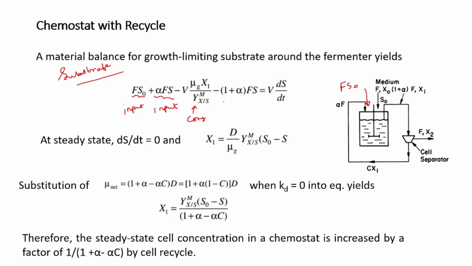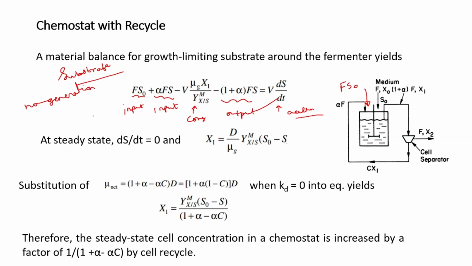So this is the accumulation. Sorry, here we assume there is no generation of substrate. So no generation. Remember, while doing the mass balance for biomass, we assumed there is no consumption of biomass. Here we are assuming there is no generation of substrate. Now again we assume another important thing: at steady state, ds dt should be 0. So this side should be 0.